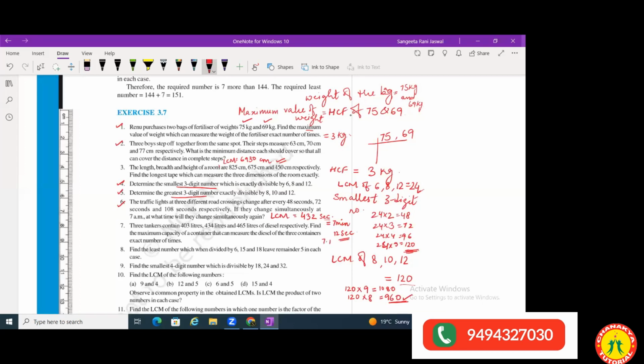7.12 minutes. Like this also you can write. So that means 7 minutes, 12 seconds. So after 7 a.m., the lights will change again after 7 minutes, 12 seconds. I hope you have understood this. Have all understood? Yes, ma'am.